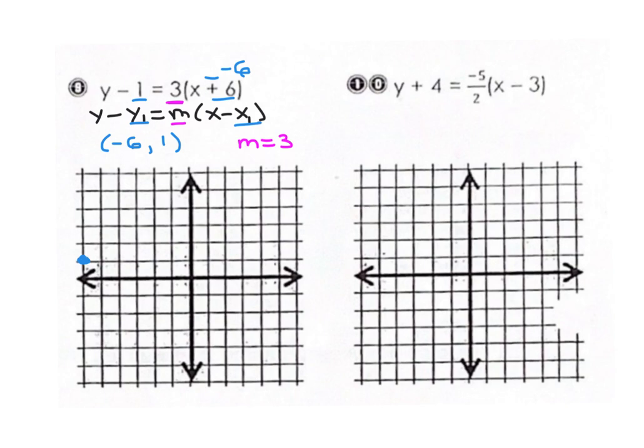Our slope is 3. That's going to give me a rise of 3, a run of 1. And the opposite of that would be to go down 3, left 1. As we can see, that's going to go off the graph either way. So I'm going to go ahead and connect those right there. Okay, try number 10, and then let's come back and see how we do on this one.